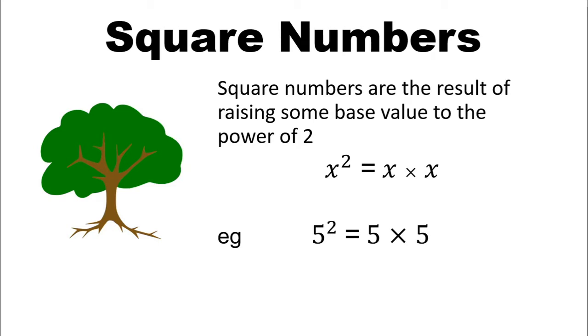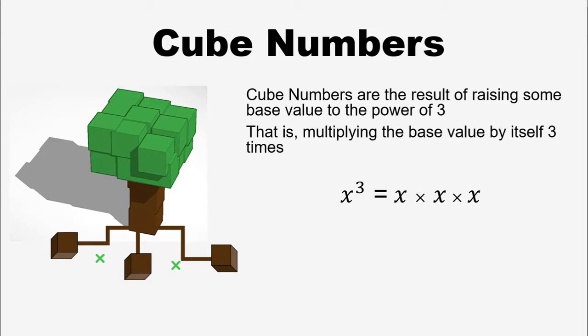Another example might be 5 to the power of 2, also known as 5 squared, or 5 with an index or exponent of 2. And that just means multiply 5 times 5, two 5's being multiplied together. We call the 5's the square roots of the number 25, because the square tree with the number 25 on it has got roots of 5.